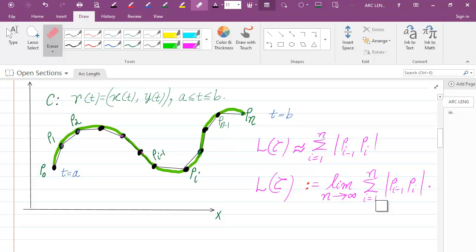Okay, so the next question would be, how do we evaluate this limit, and is there a nice clean formula for the length of C? So we will answer that in the next video.